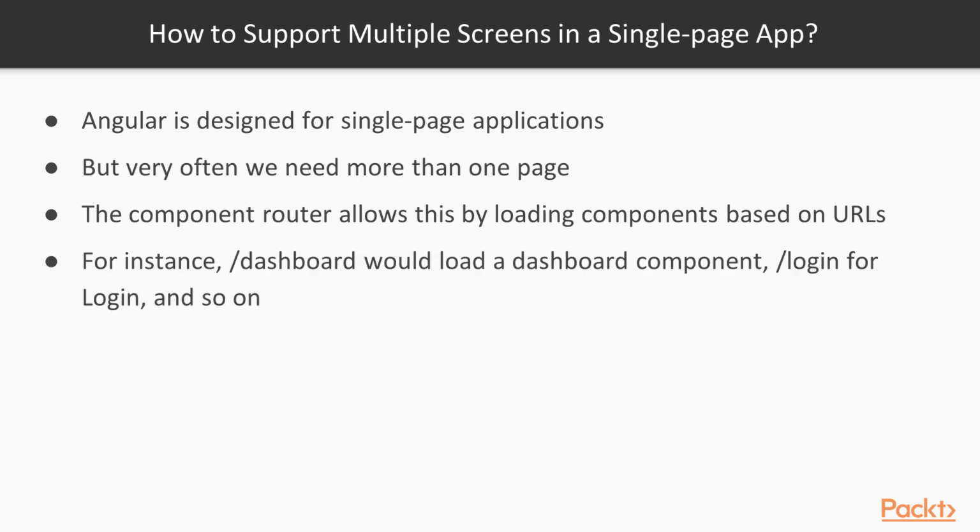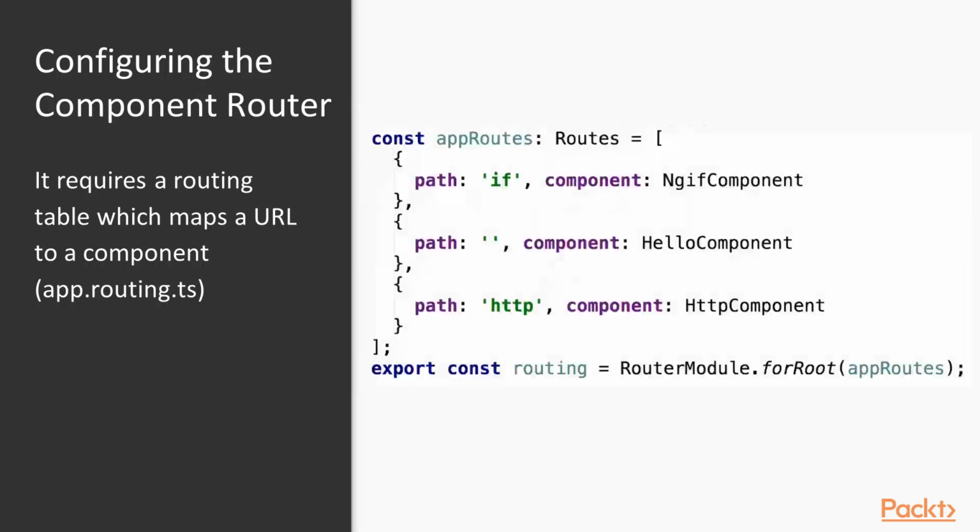So for instance, if the URL is /dashboard, then Angular would load the dashboard component, /login for a login component, and you can route as many components as you need like this. In order to configure the component router, all we have to do is provide a routing table which maps a URL to a component, and this file is usually called app.routing.ts.